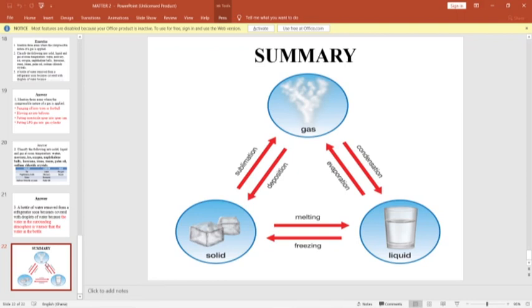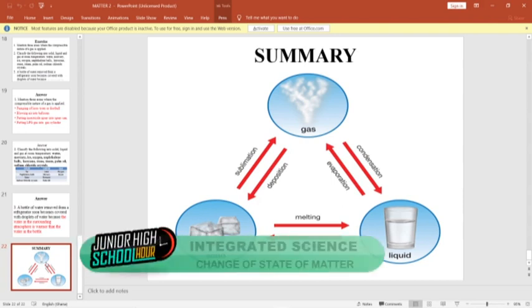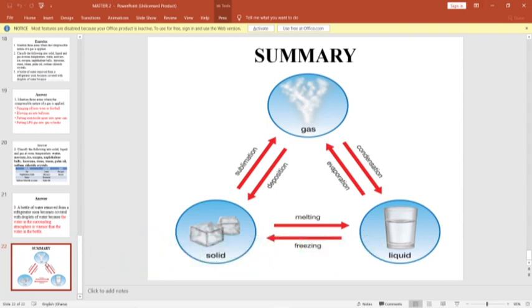Let's recap what we've done so far today. In our summary, we've seen the change of state of matter. As you can see on your screen, we have solid, gas, and liquid. These are the three states in which matter can exist. To change from solid to gas, the process is known as sublimation. And from gas to solid is deposition, or reverse sublimation.